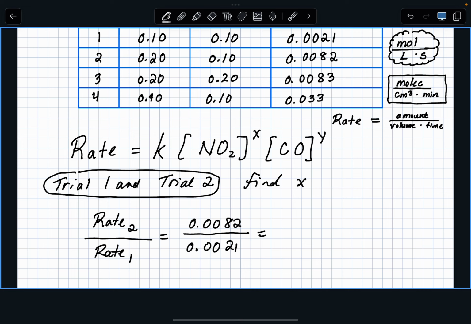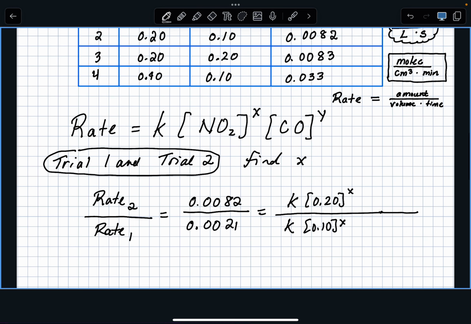So I'm going to take these two rate laws and put them over the top of each other like a fraction. And then I'm going to put the numbers in there. So this was 0.2 to some x, and then this was 0.1 to some x. And then the carbon monoxide was 0.1 to the y, and again, 0.1 to the y. They kept that one constant.